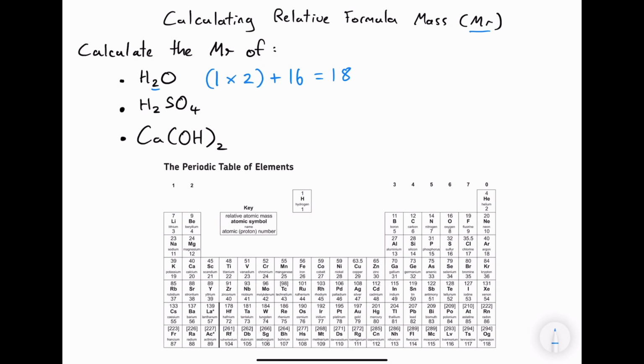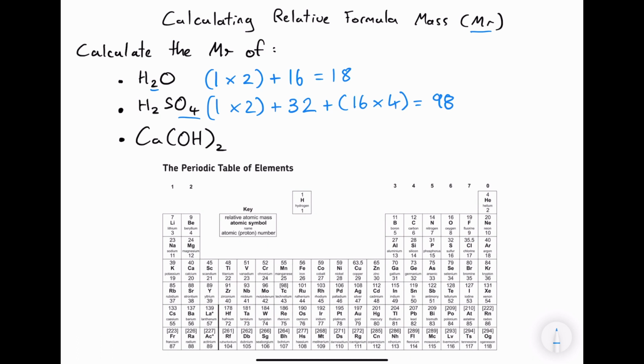For sulfuric acid, we would need to find hydrogen, sulfur, and oxygen in the periodic table. Hydrogen has an Ar of 1, and there are 2 atoms of hydrogen in H2SO4. We would then need to add it to the Ar of sulfur, which is 32, and then we would add this to the Ar of oxygen, which is 16, multiplied by 4 because there are 4 oxygen atoms in sulfuric acid, and this would give us a total of 98. So the Mr of sulfuric acid, or H2SO4, is 98.